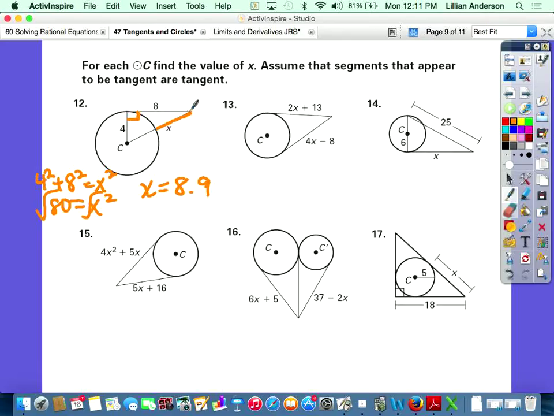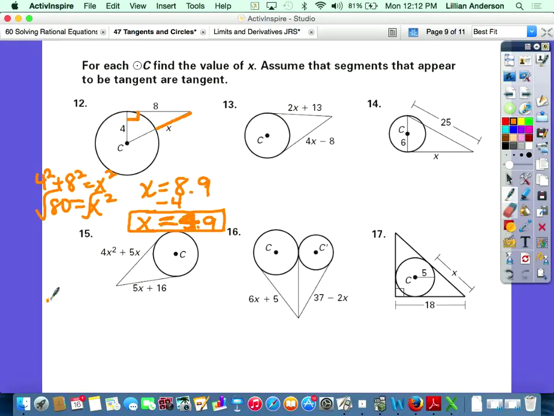So how do I find just that little part? It's not half. How long is this? It's 4. It's the radius, isn't it? So you subtract 4 and you'll get X, which is 4.9.